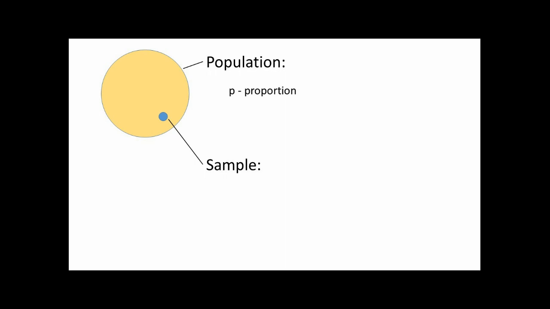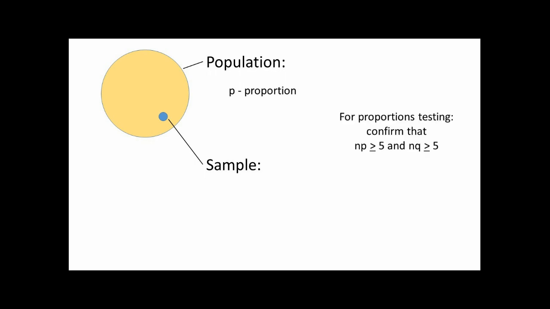Sometimes we want to make a claim about the percentage or proportion of a population that has some quality or response. For example, we will make a claim about the proportion of the population, P, who thinks dark chocolate is the best kind of chocolate.